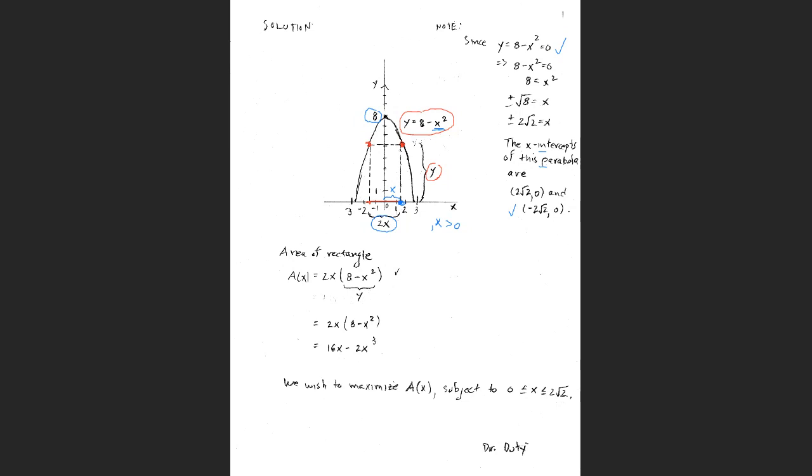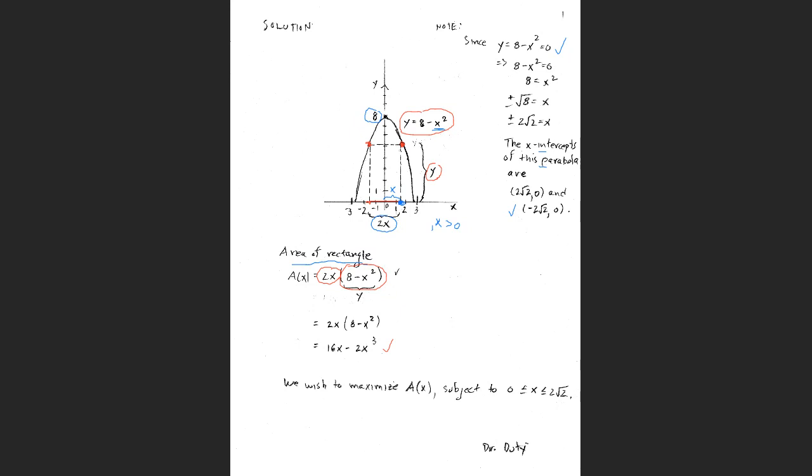Okay, well now, of course, what we're interested in is we want to find the rectangle of largest area. So we're going to be interested in maximizing the area. Well, the area of a rectangle is, of course, the base, which is 2x, times the height of the rectangle. And so you're going to get 2x times 8 minus x squared, which is 16x minus 2x cubed. And that's the expression for the area of the rectangle.